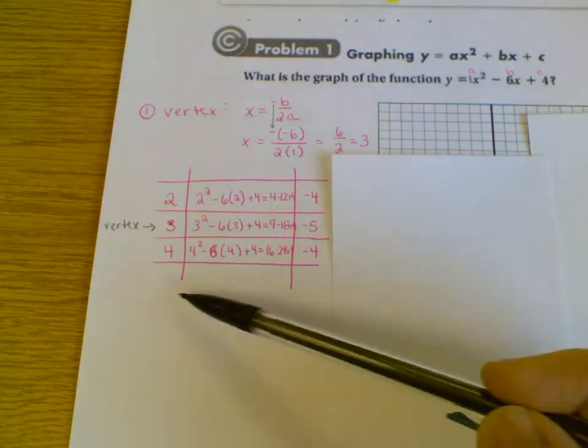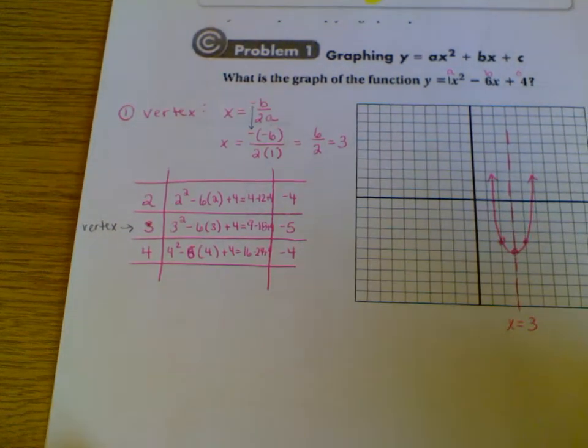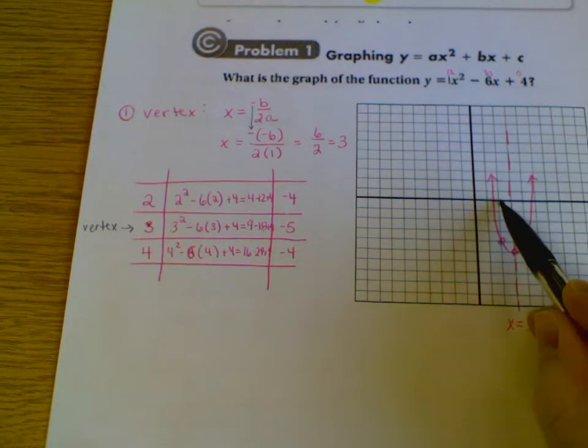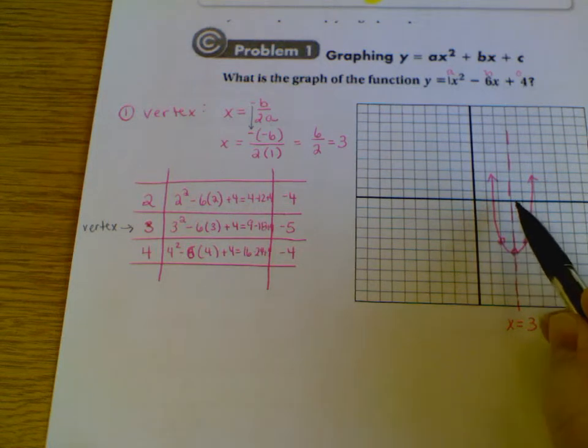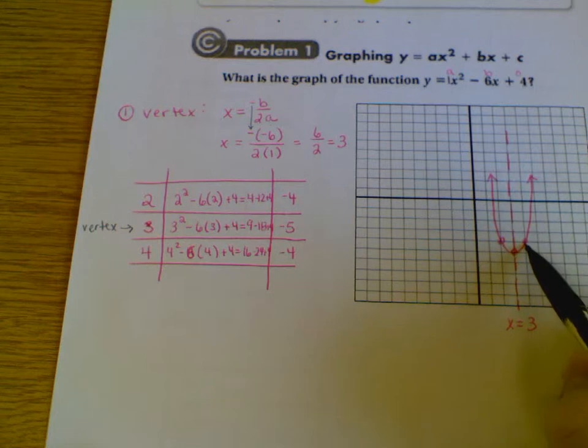So just like before, once we have our table of values, you're going to come over to your graph and graph them. So (2, -4) means go right 2, down 4. (3, -5) means go right 3, down 5, and (4, -4) would be right 4, down 4.